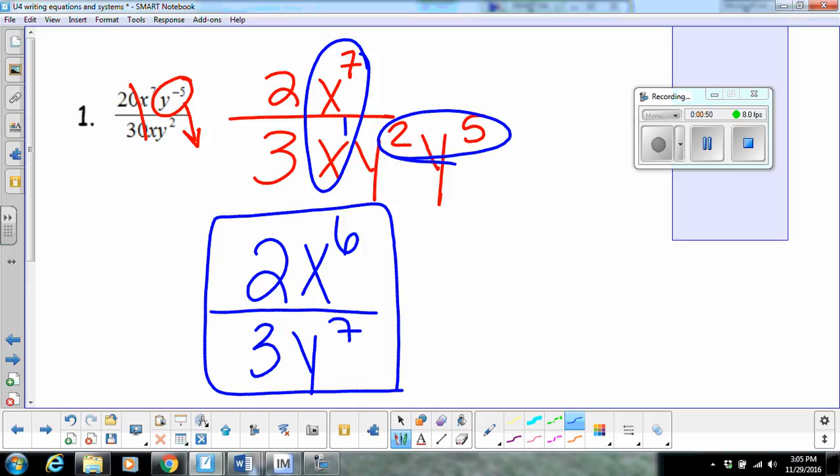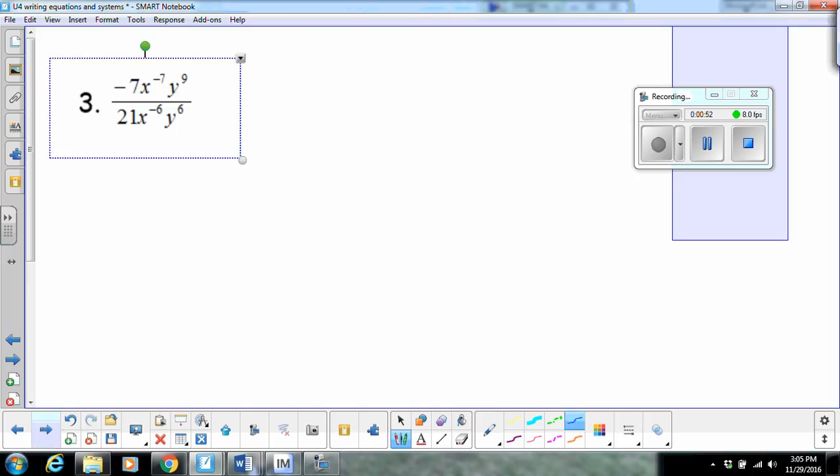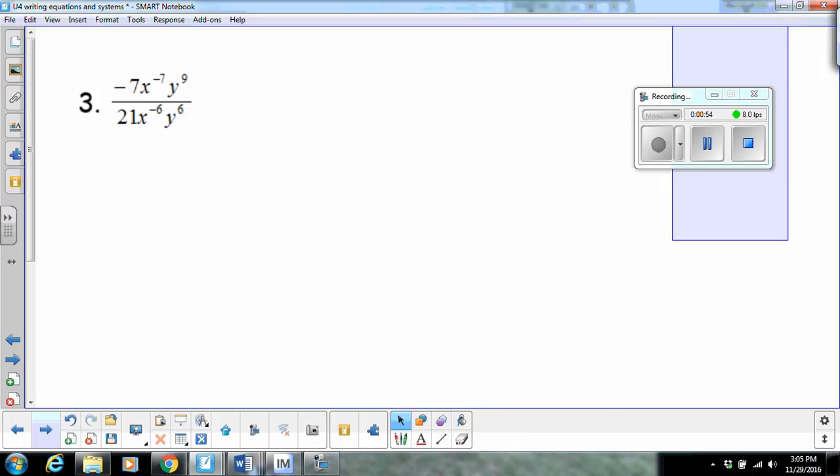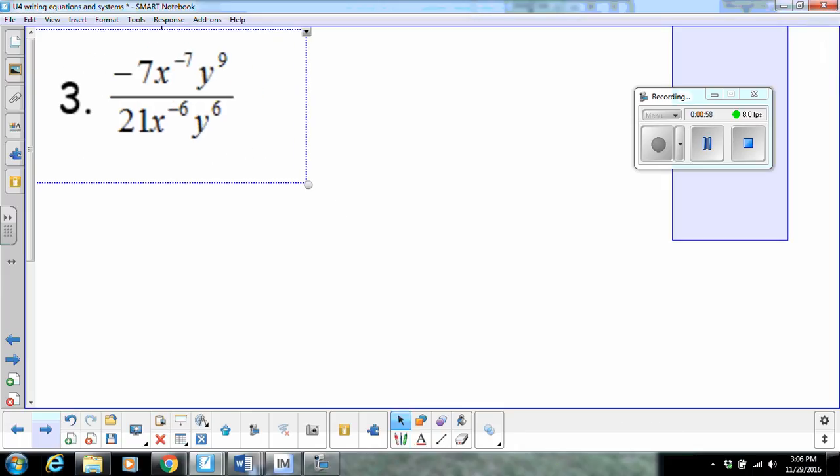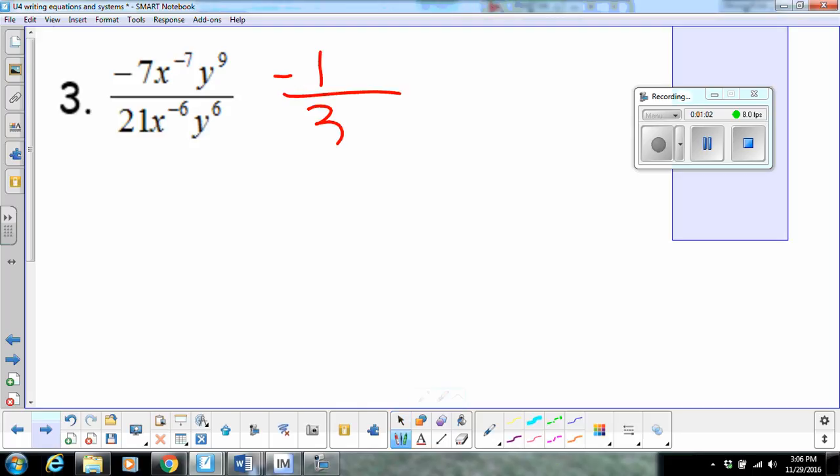Remember, you're doing the odd problems only. Okay, so that takes me to problem number 3. All right, negative 7 over 21 reduces to negative 1/3.